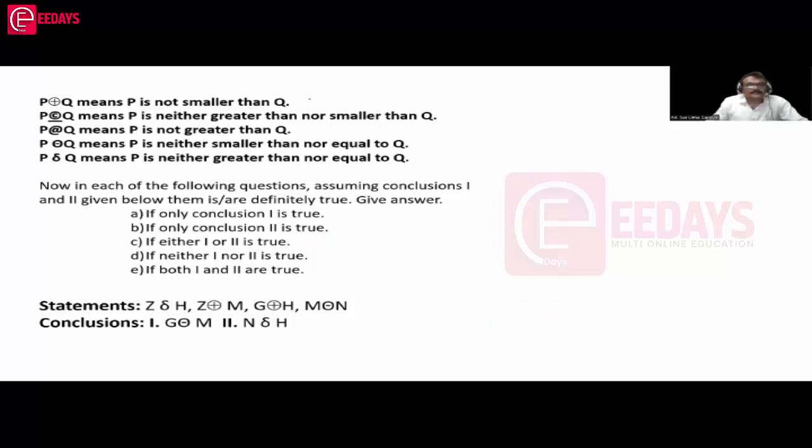Next, not smaller than, greater than or equal to. Neither greater than nor smaller than, equal. Not greater than, less than or equal to. Neither smaller than nor equal, greater than. Neither greater than nor equal, that is less than. Okay. Now first one, Z is less than H. Next, Z is greater than or equal to M. Next, M is greater than N. Next, G and H. G is greater than or equal to H. This is very simple. Lines like this.